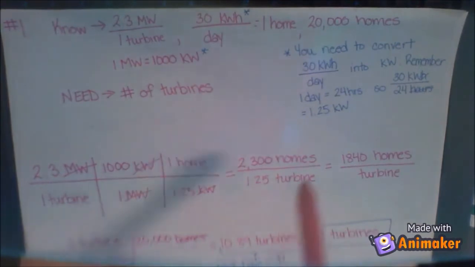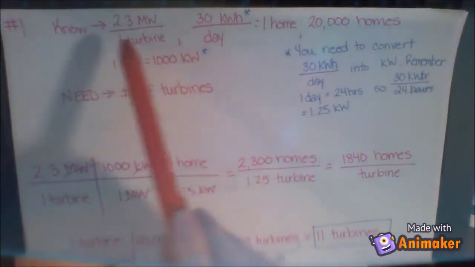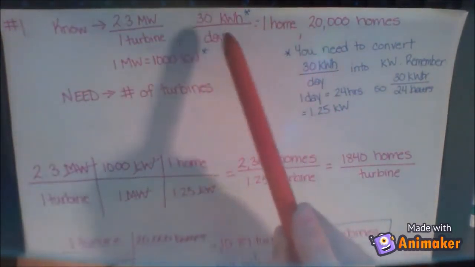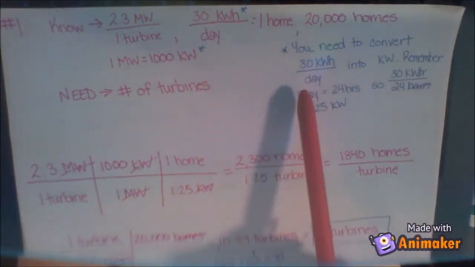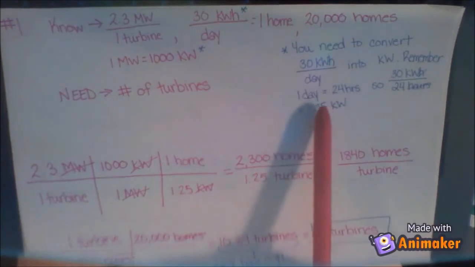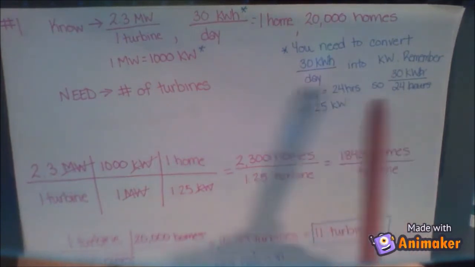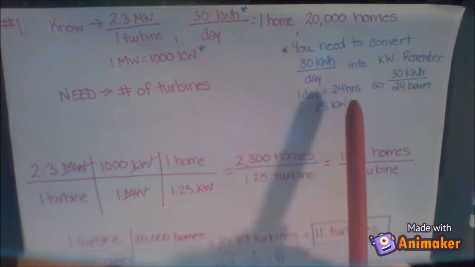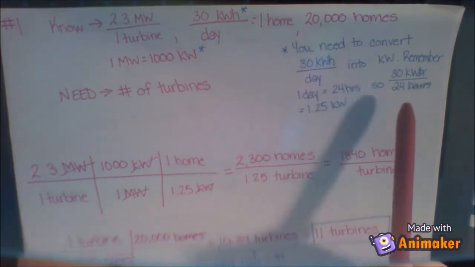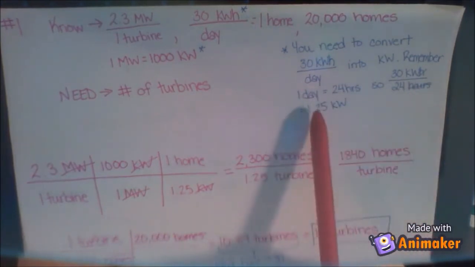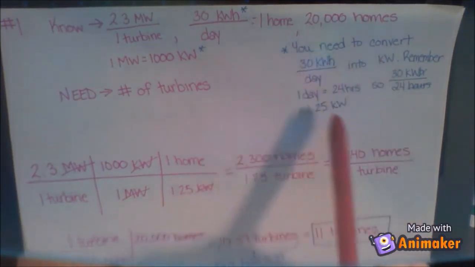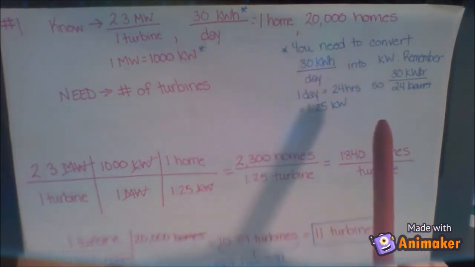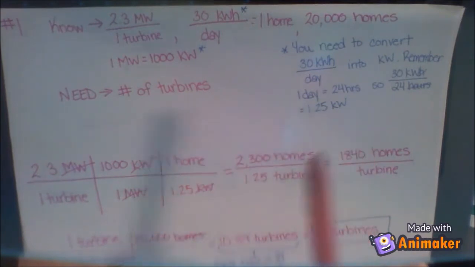into kilowatts. As you'll notice, there's no megawatt per hour, so we have to get rid of that hour somehow. So what we do is we take 30 kilowatt hours per day and we convert it into kilowatts by dividing by 24. Remember, 1 day is equal to 24 hours. So 30 kilowatt hours divided by 24 hours gives us 1.25 kilowatts. This is the piece the majority of you were missing that was giving you such a large number.